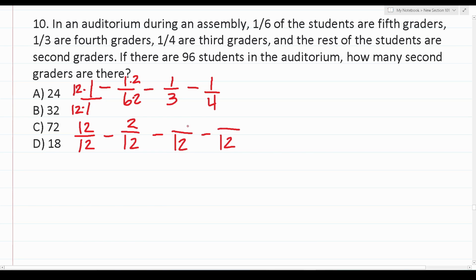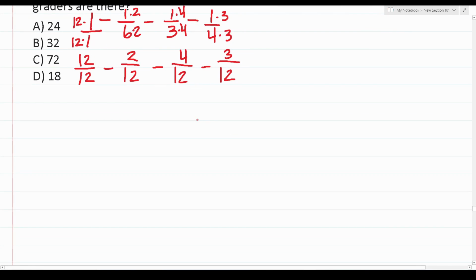To write 3 as 12, I would have to multiply it by 4. I'm also going to have to do that to its numerator. 3 times 4 is 12. 1 times 4 is 4. To write 4 as 12, I'm going to have to multiply it by 3. I'm also going to have to do that to its numerator. 4 times 3 is 12. 1 times 3 is 3. All right, so now that these fractions all have the same denominators, we can combine them into one big fraction like this. 12 minus 2 minus 4 minus 3. And we can simplify this a little bit more to be this.